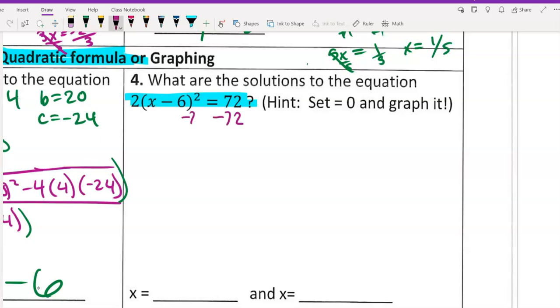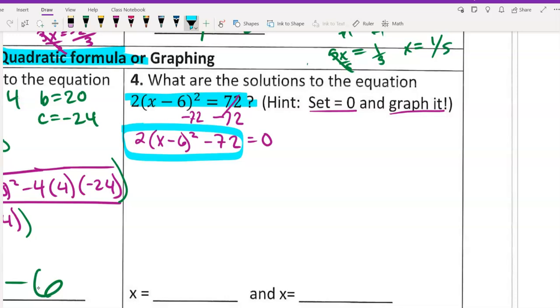So again, vertex form, we need to subtract everything or add everything to one side, leaving us with 2 times (x minus 6) squared minus 72 equals 0. It even left us a hint here. It says hint, set equal to 0, which is what we did, and graph it. So we can go ahead and take this and put it into the calculator.